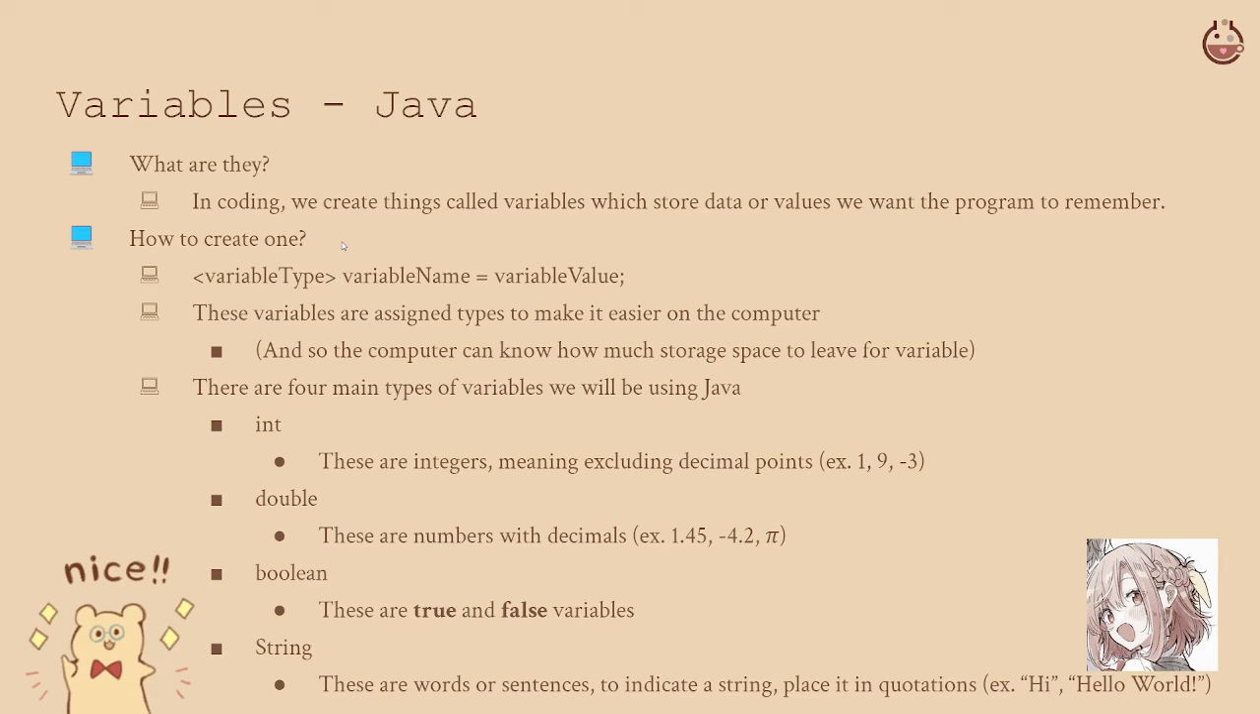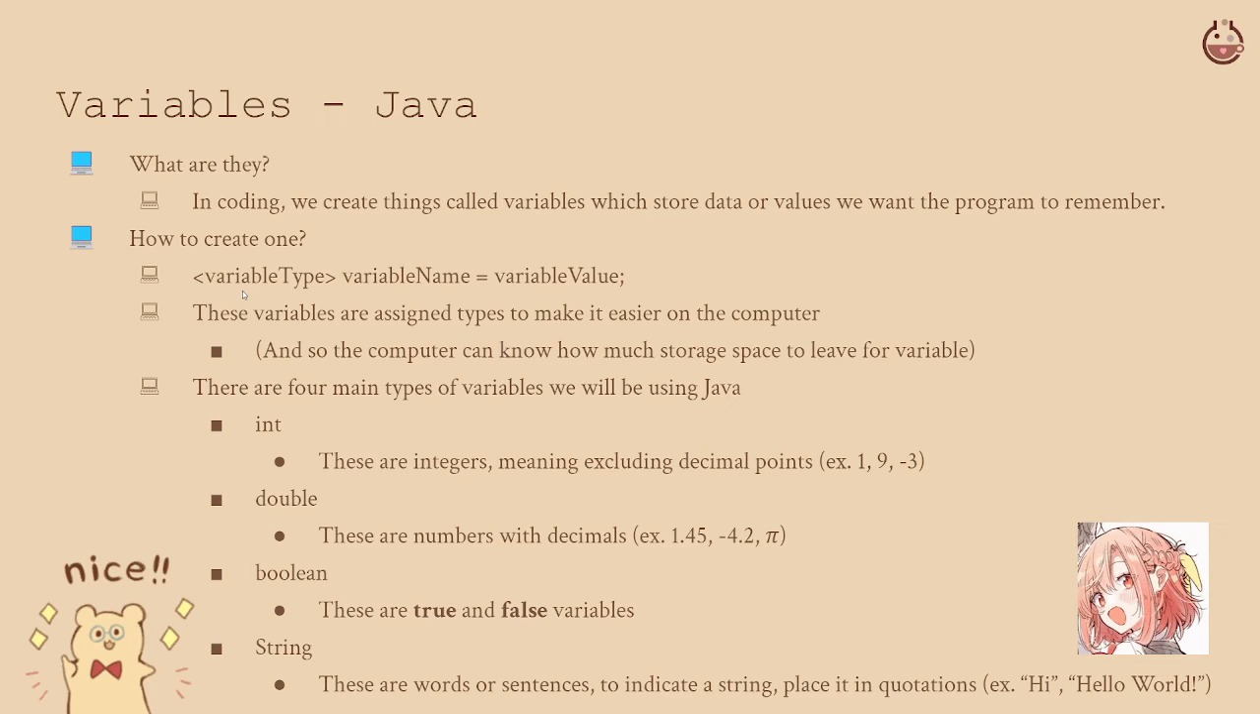To fix this, we create something called a variable, which stores data or values that we want the program to remember. The syntax for this is you put the variable type, then the variable name, then equals, the variable value, and then of course a semicolon. These variables are assigned types. You might notice that I put the variable type in, sorry, what is it called? Braces? Brackets? Yeah, triangles. I put the variable type here.